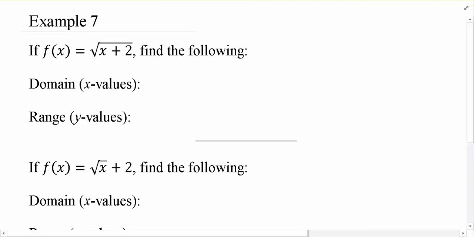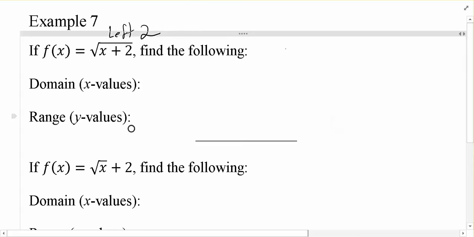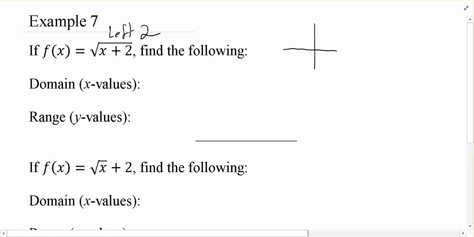So let's look at a couple graphs that have been shifted, look at their domain and range. So the first one is the square root of x plus 2. So if we go all the way back to the first unit that we covered, we know that this shift is a shift to the left by 2 units. So if I were to do a quick sketch of this, the graph of it would look something like that.